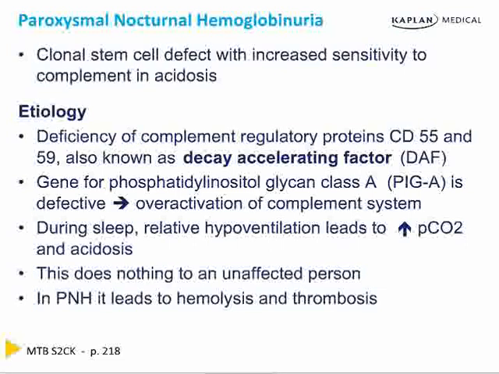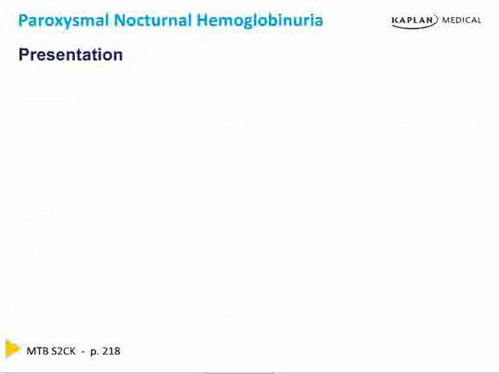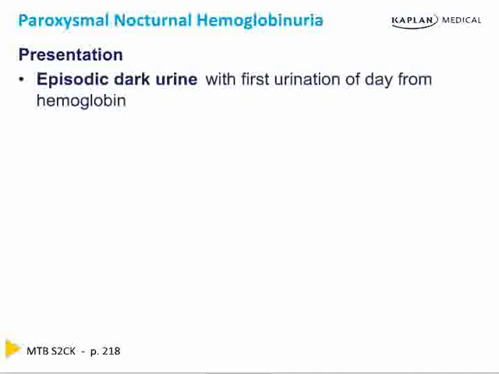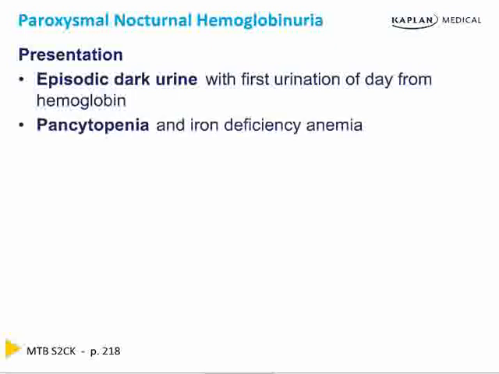Now, in PNH, besides the hemolysis, the question: what is the most common cause of death? Thrombosis. What is the most common cause of death? DVT, PE, and Budd-Chiari. Budd-Chiari is hepatic vein thrombosis. Because the hemolysis happens at night, the presentation is episodic dark urine. Now, that dark urine happens with the first urination of the day, and that's because the hemolysis is happening at night. So unless you get up to urinate in the middle of the night, that hemolysis should show up with the first morning urination, dark urine.